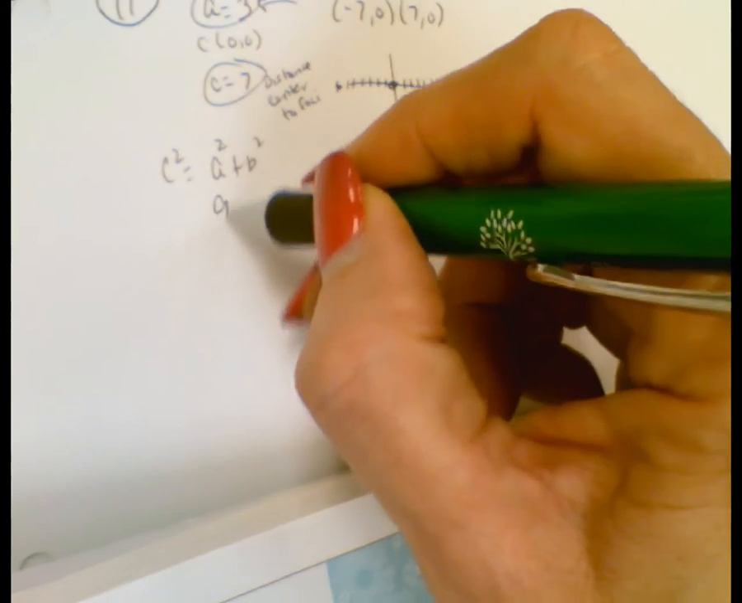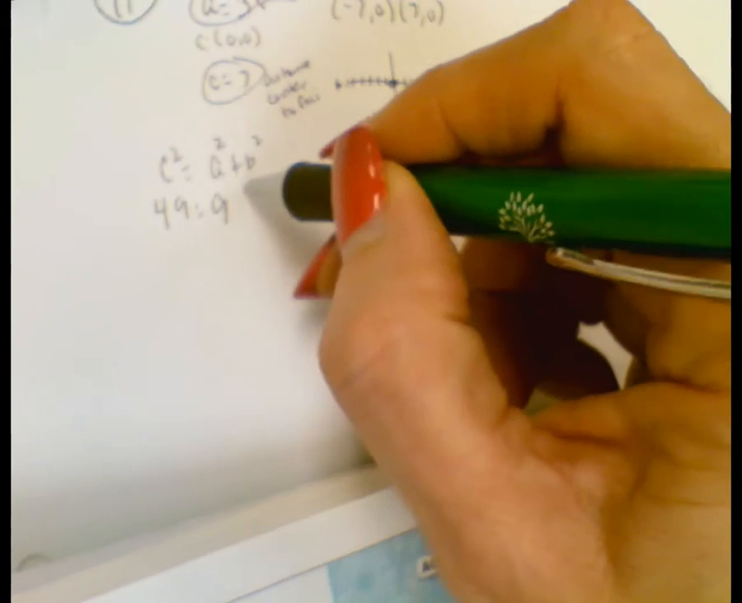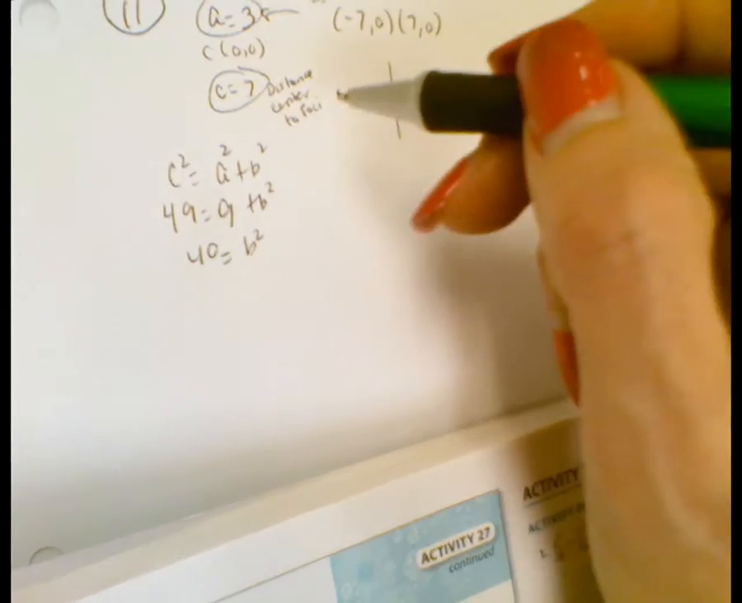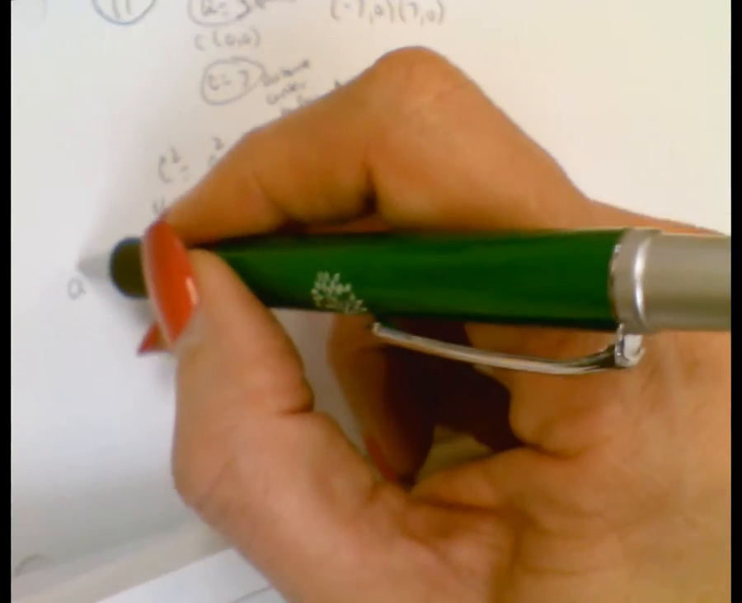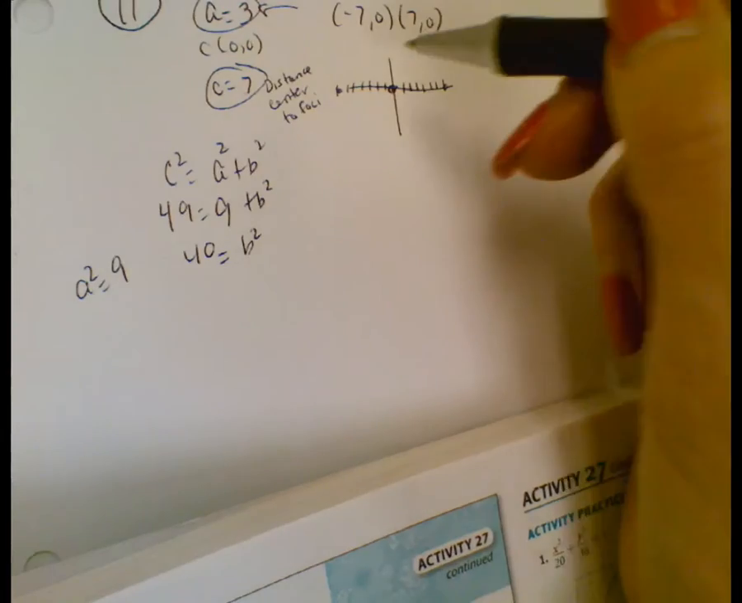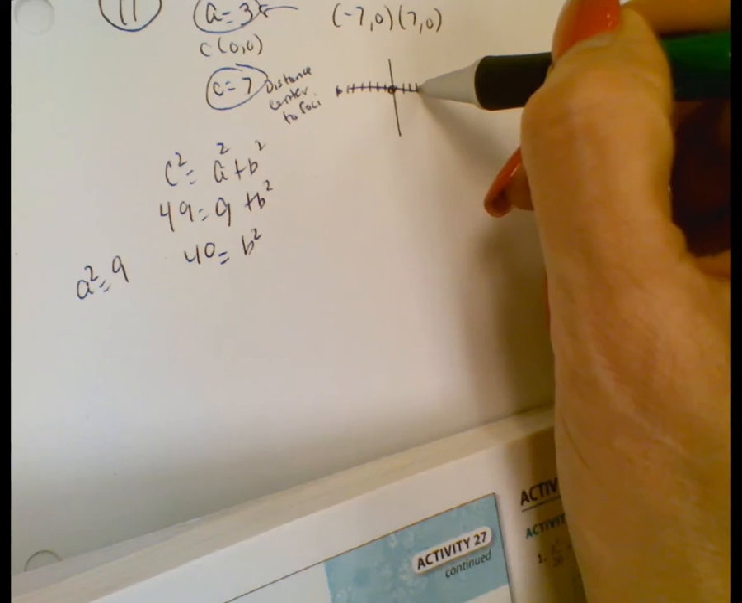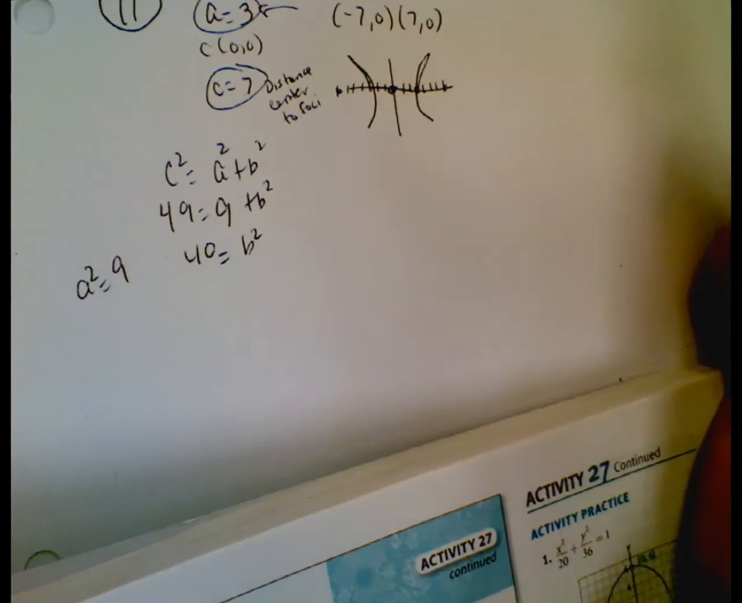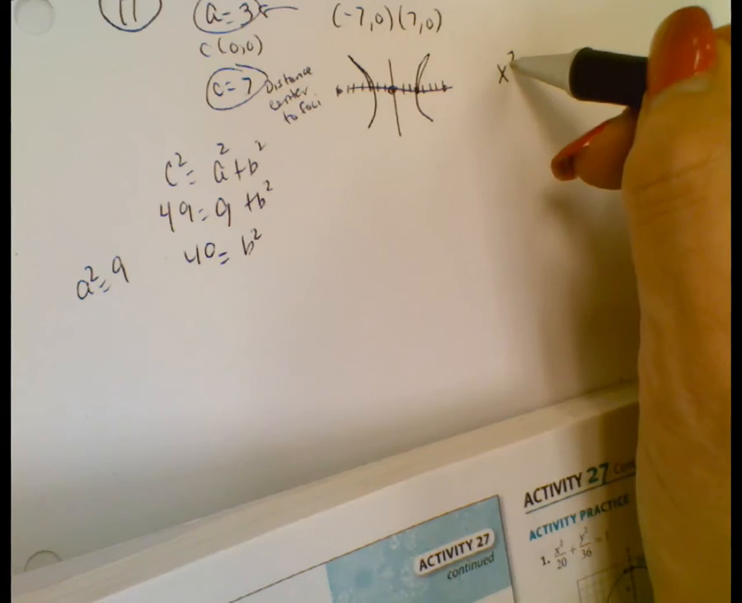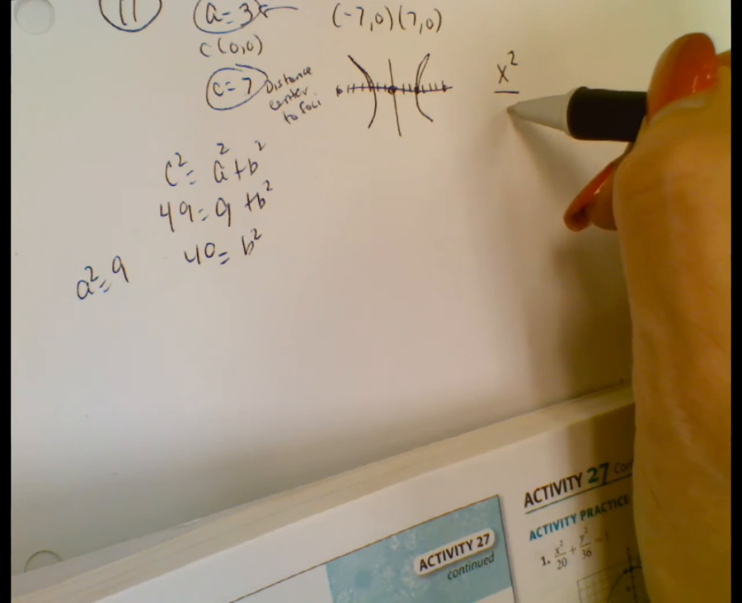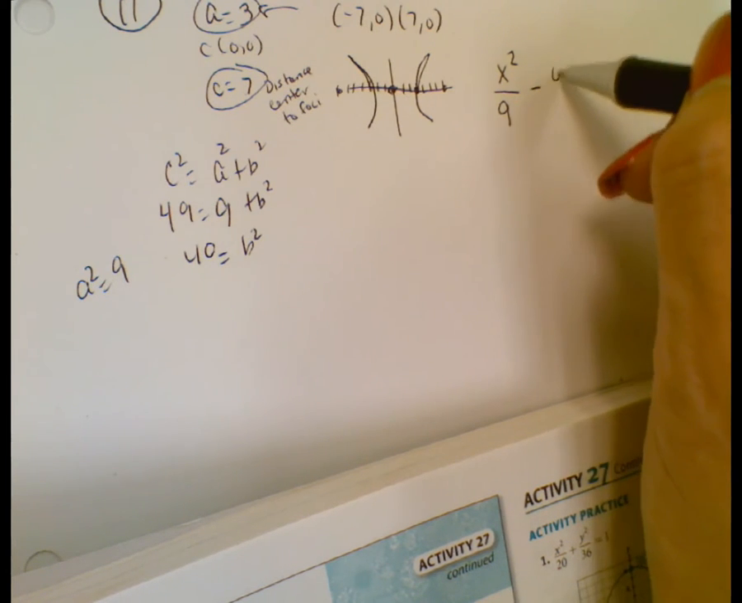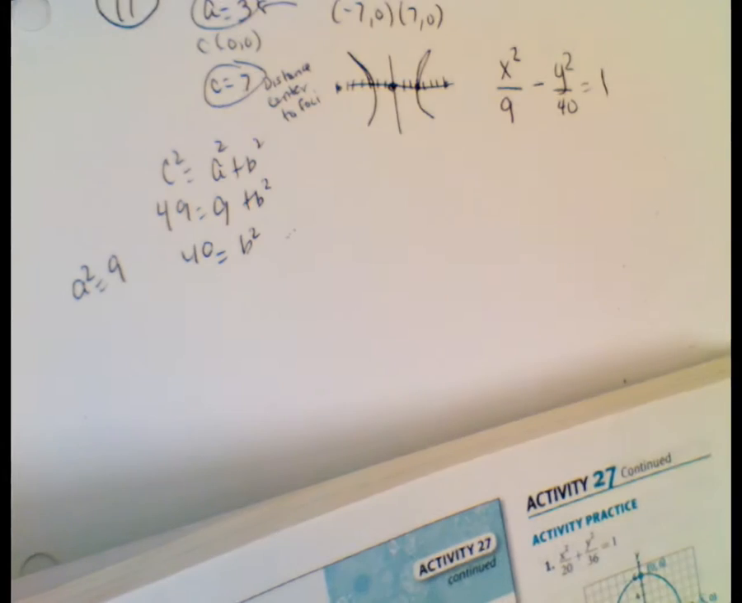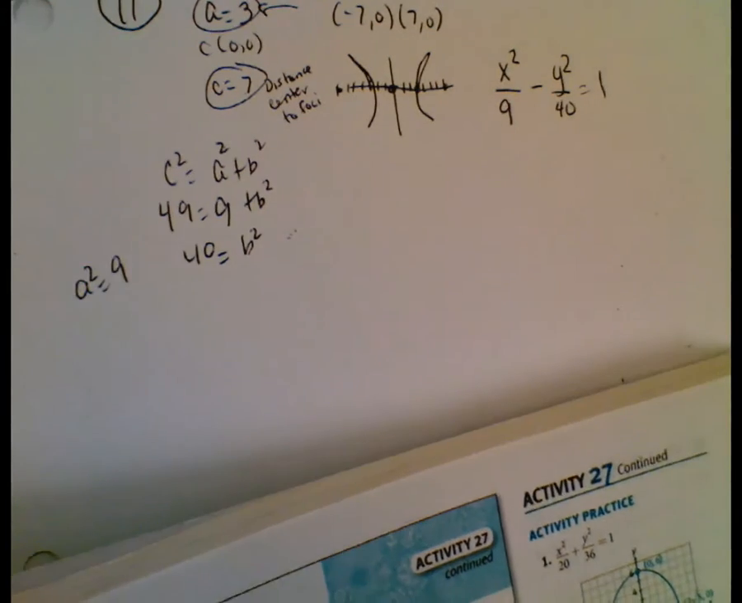A is 3, so a squared is 9. C is 7, so c squared is 49. So b squared is 40. Since a is 3, you go 3 out to the right and 3 to the left, and it's going to open this way. That's what it's going to look like. And you just have to write the equation: x squared over 9 minus y squared over 40 equals 1.